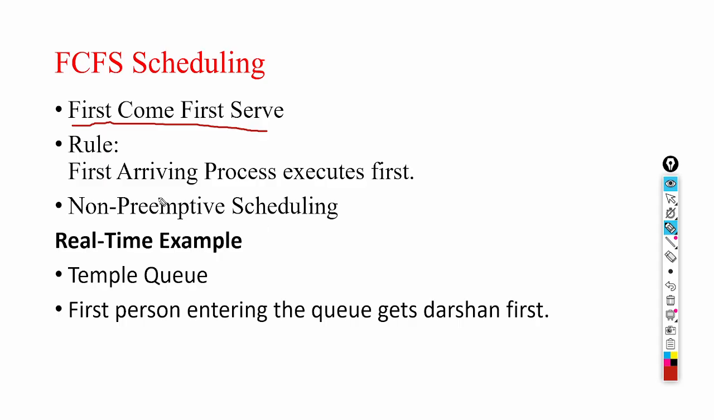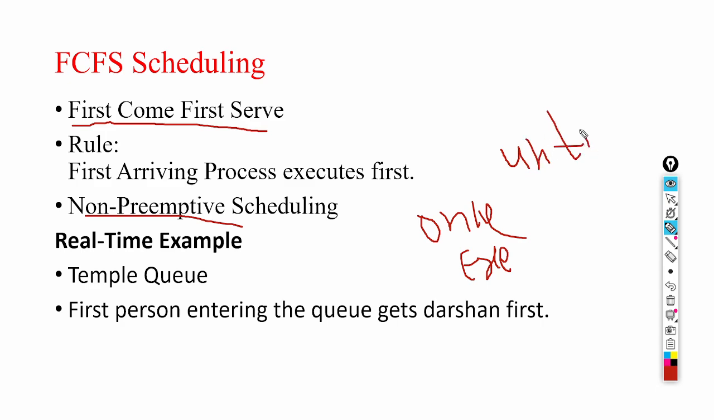As the name suggests, the process that arrives first gets the CPU first. FCFS is a non-preemptive scheduling algorithm. What is the meaning of non-preemptive scheduling algorithm? Once a process starts execution, it cannot be interrupted until it completes.